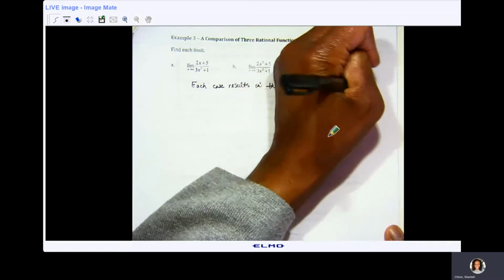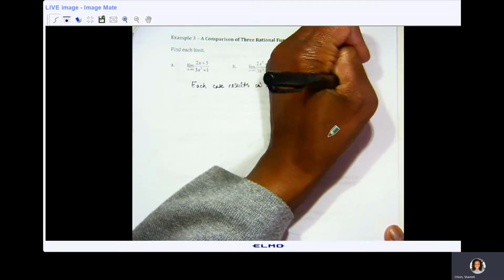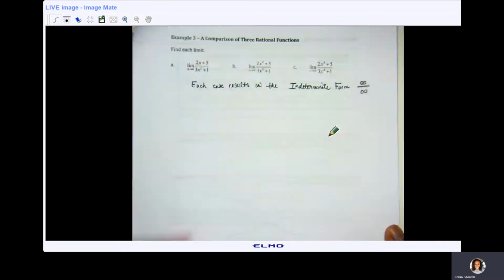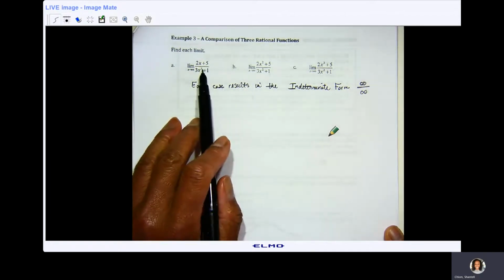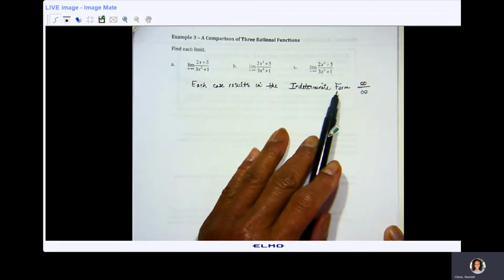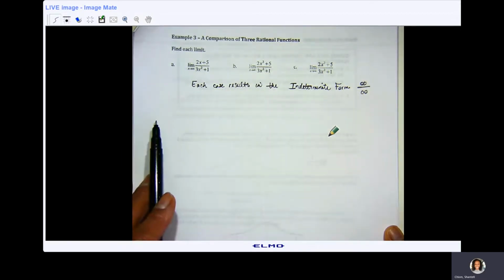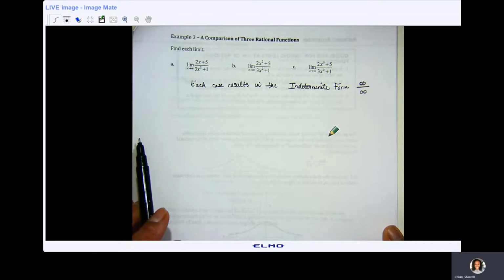Okay? If you're not sure, or if you need to look over that. But each of those results in an indeterminate form, infinity over infinity. We say indeterminate because, evaluating it as is, we have no idea what the actual limit value would be. Infinity over infinity is not an answer. Okay? So we have to rewrite these.